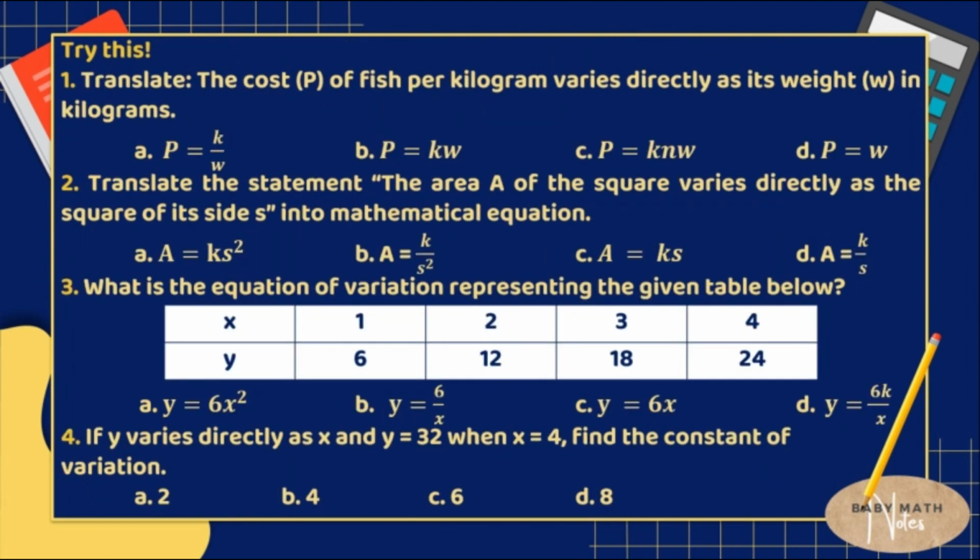Try to answer this. Number 1, the answer is letter B. Number 2, the correct answer is letter A. Number 3, the correct answer is letter C. Very good. And number 4, the correct answer is letter D.